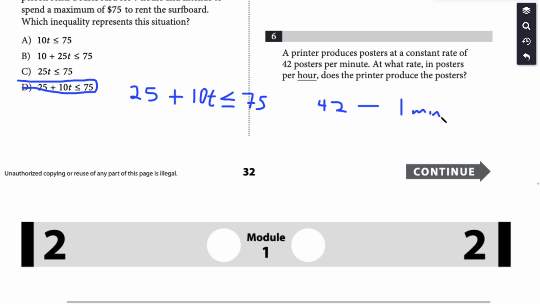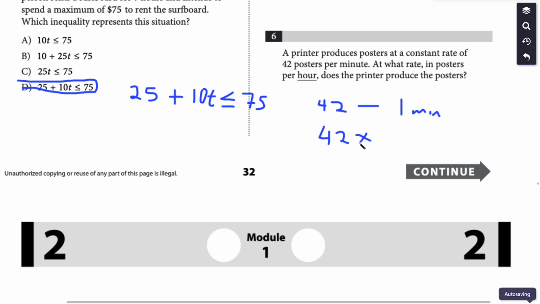Per minute. At what rate in posters per hour does the printer produce the posters? So we got 1 minute. If we want to know how many it prints an hour, we just take the 42 and multiply by the 60 minutes that we know to be in 1 hour, right?